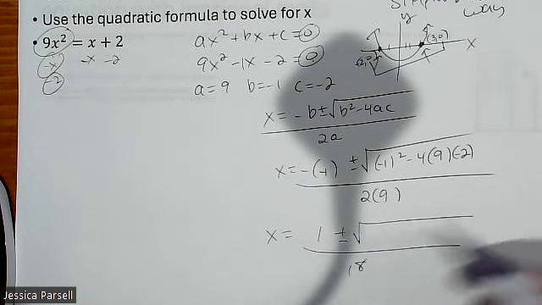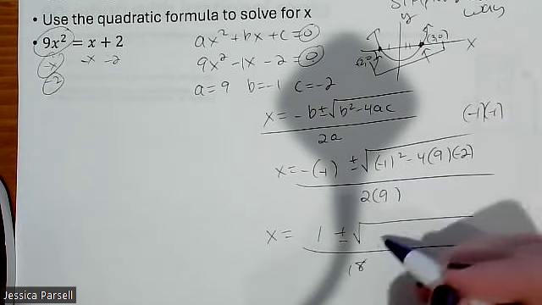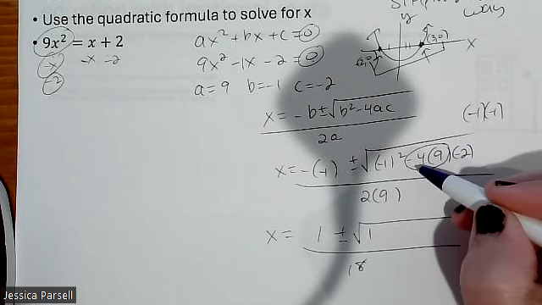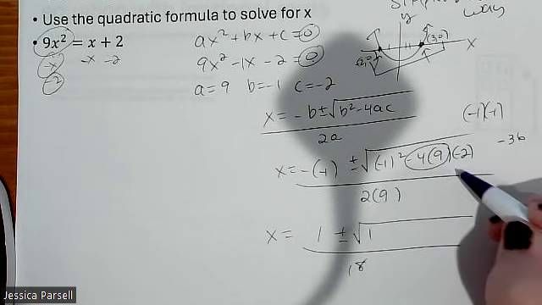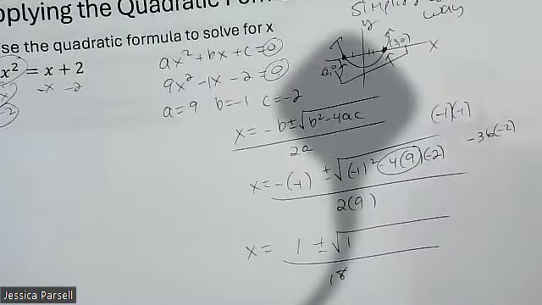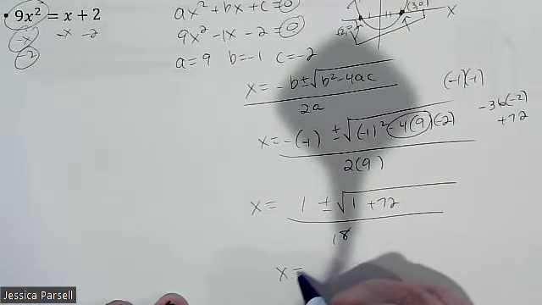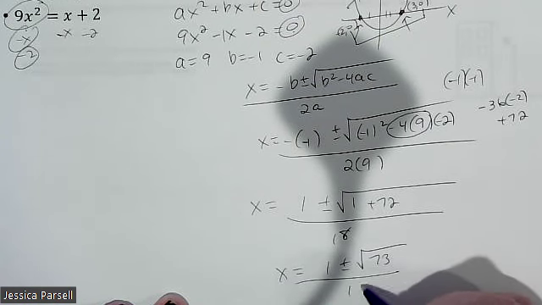In the denominator, we know we got 18. All right, negative 1 squared is negative 1 times negative 1, which is positive 1. And then I'm going to do this like I did the last one. Negative 4 times positive 9 is negative 36. And negative 36 times negative 2 gives us positive 72. All right, so positive 72 goes here. Okay, now let's go a step further. 1 plus or minus the square root of 1 plus 72, which is 73, over 18.